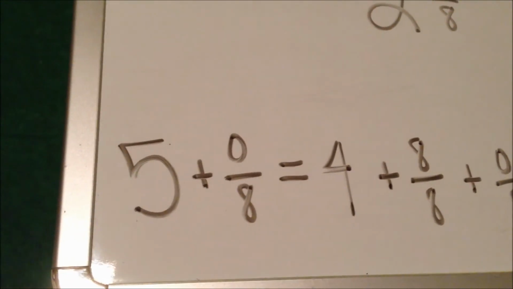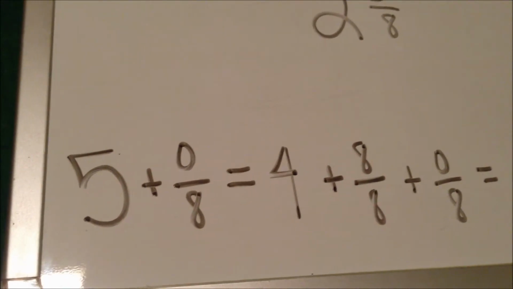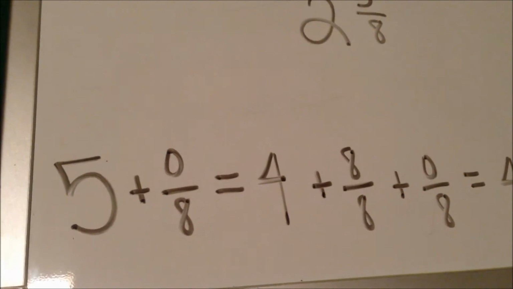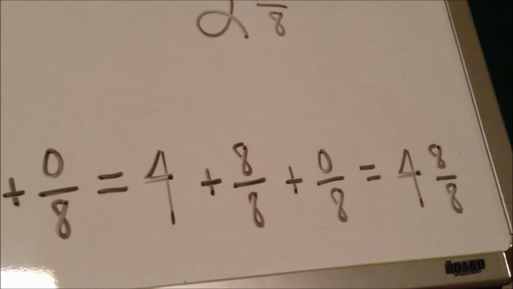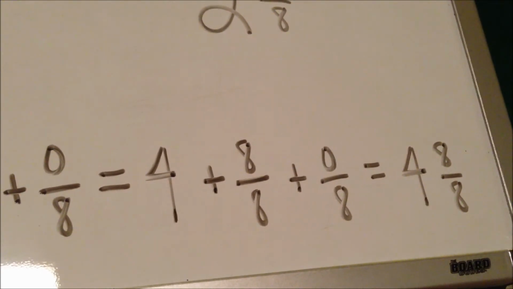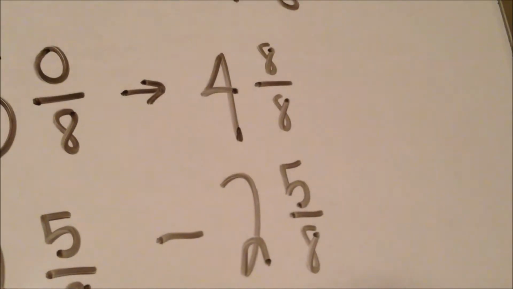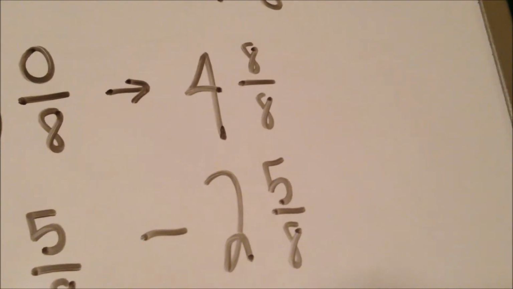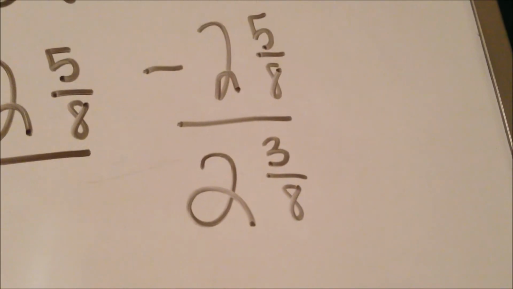So 5 plus 0/8 can be split into 4 plus 8/8, which again is 1 whole. We're pulling 1 whole out of 5, plus 0/8. Now all we have to do is add 8/8 to 0/8. So we get 4 and 8/8, which is equivalent to 5. So with a little bit of manipulation, we can now subtract. 4 and 8/8 minus 2 and 5/8 gives us 2 and 3/8 as our final answer.